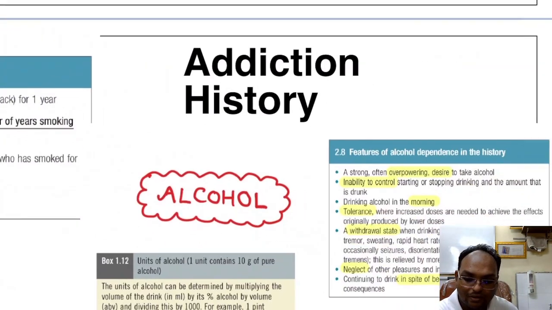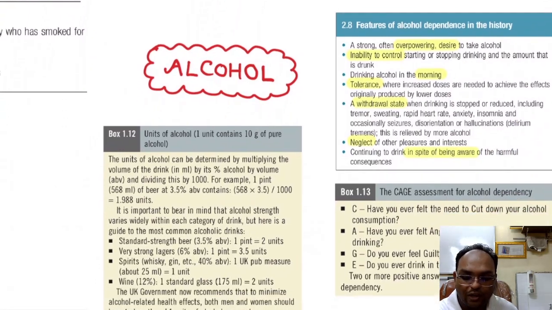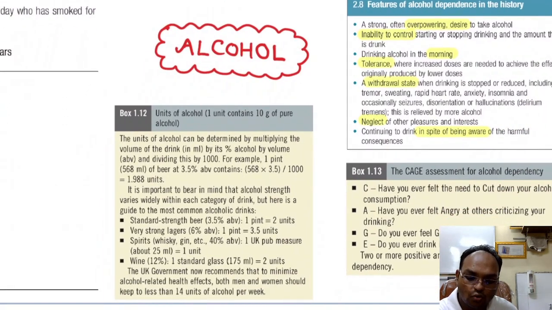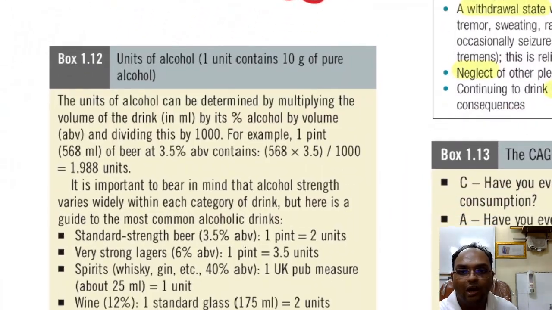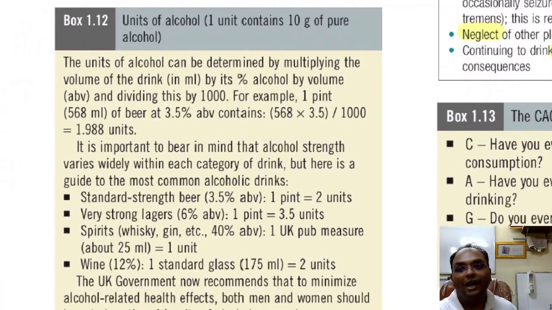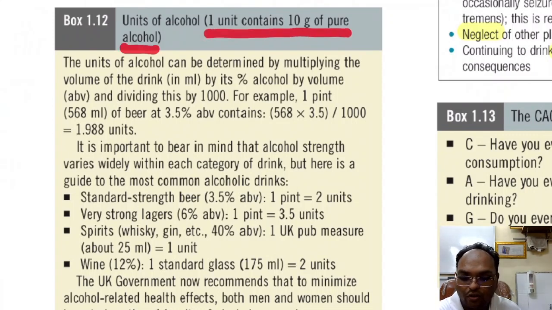So addiction history, when we are talking about alcohol, the general guidelines say 2 standard drinks per day for men and 1 standard drink per day for females, right? But then what is a standard drink? That is a very important question. And then we'll also talk about how you can measure, or are there some scales or questionnaires by which we can measure the degree of addiction? Yes, there is the CAGE questionnaire, we'll discuss that. So 1 unit of alcohol contains 10 gram of pure alcohol, right?